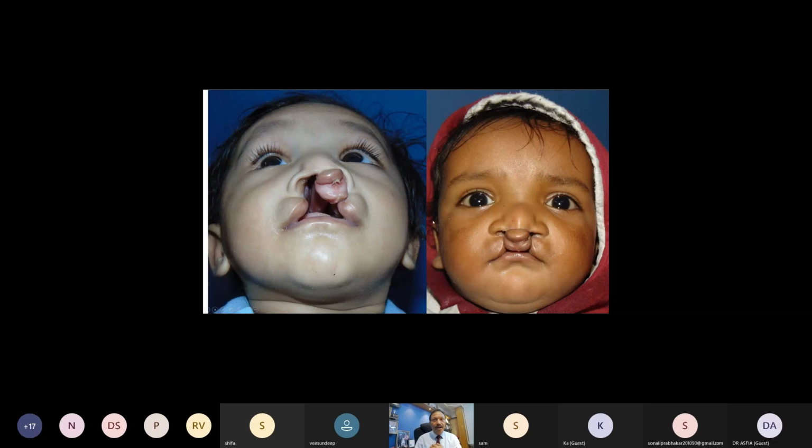When it is bilateral, so the bilateral cleft, the premaxilla may project outside, it can get deviated, or it can project and remain in the midline. So there is huge variation again in the bilateral cleft.